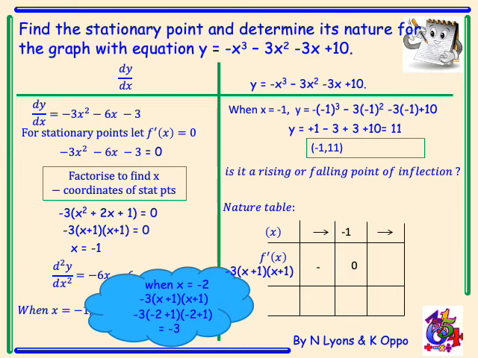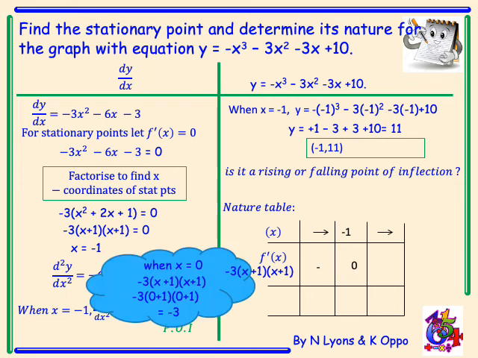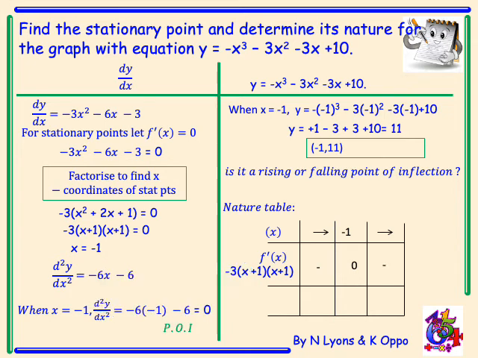A number bigger than minus 1. So let's think about what's happening when x is 0. So I sub x is 0 into my derivative, and that gives me again the value negative 3. I don't care about the number, it's just the sign, so it's negative, and I can put that into my nature table.